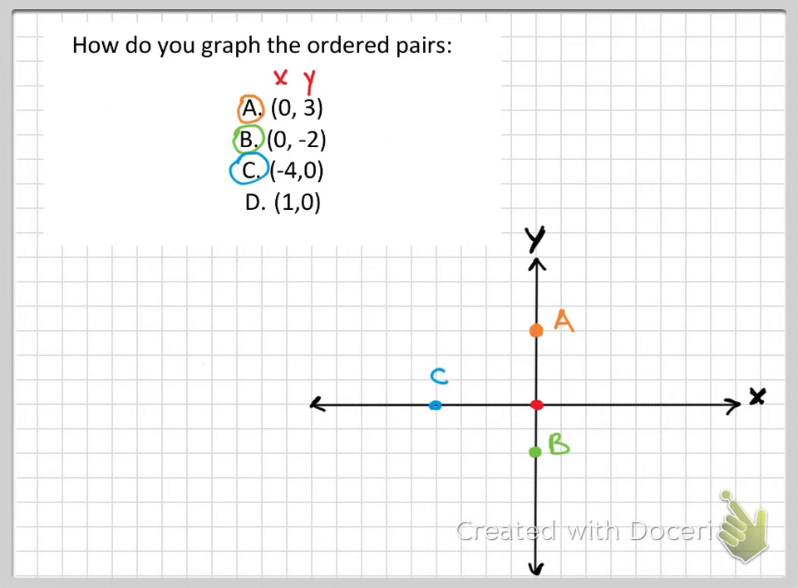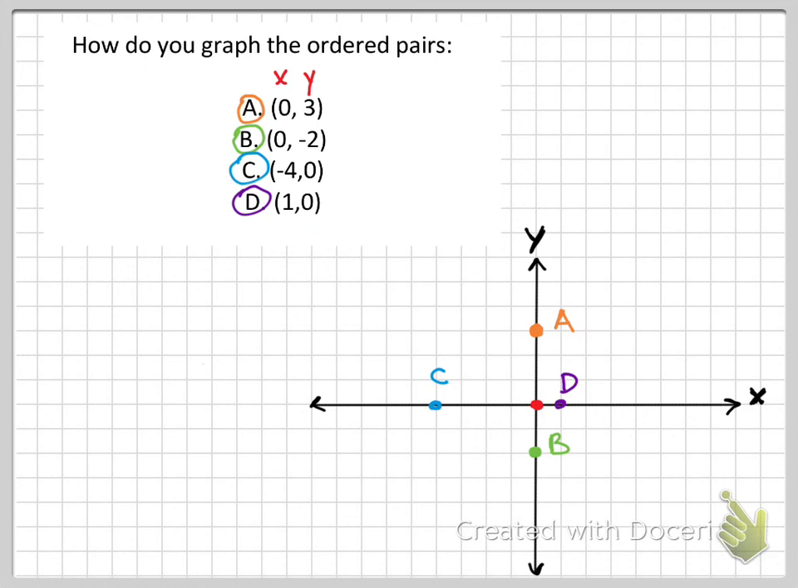So last but not least, we have point D. So this tells us that we need to move 1 unit right, because remember the direction of right is positive and left is negative. So we are going to put this point right here. So point D is again 1 unit right and 0 units up or down.